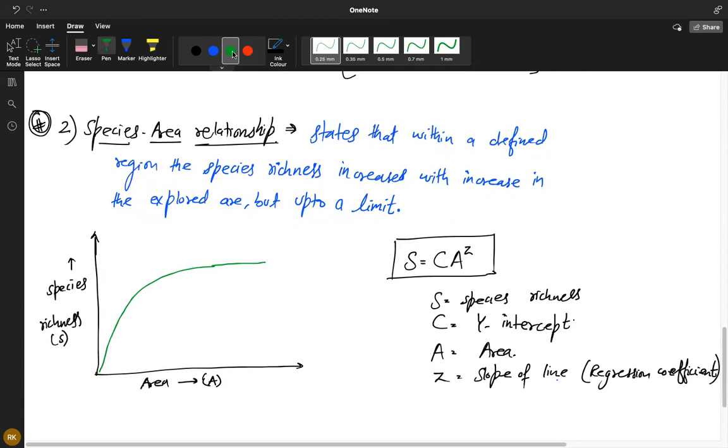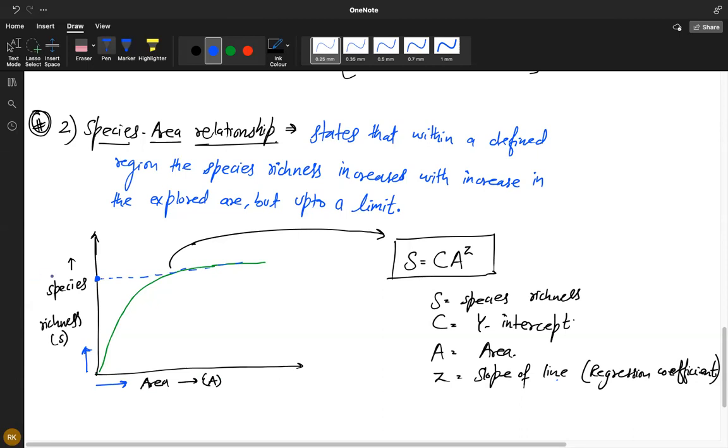Now, this line is for this equation. In this line you can see that as the area increases, the species increases, but after one point of time you see that it's constant right here. So this is the maximum number of species that you can find. This is the limit that we were talking about. Even if you keep on increasing the area, you may not find many species.